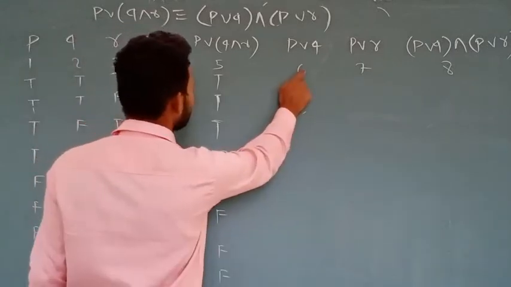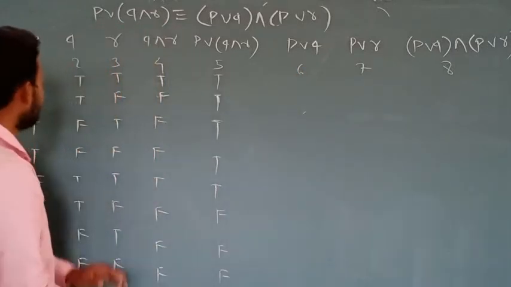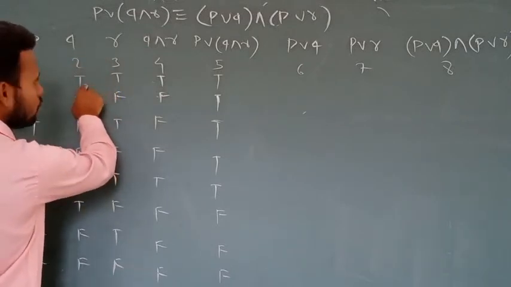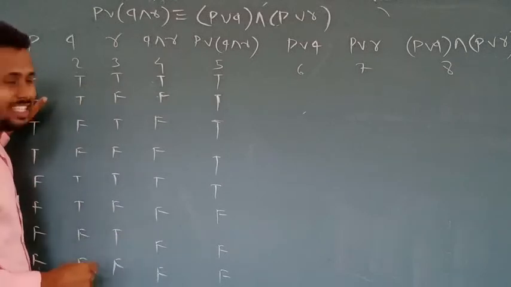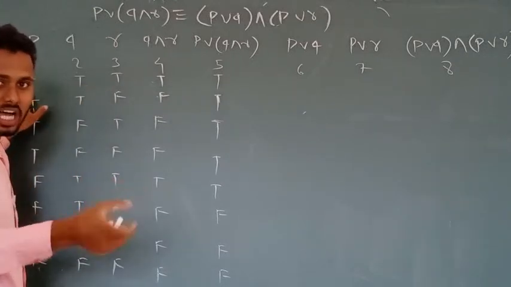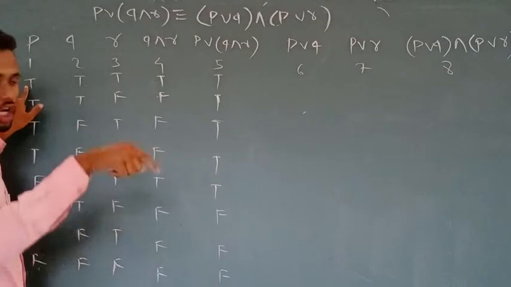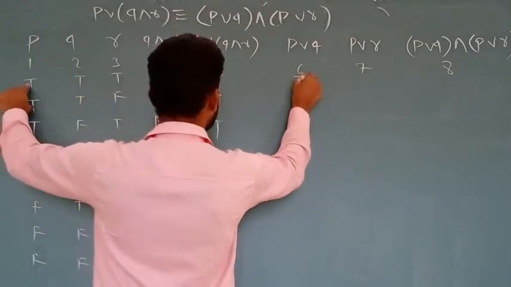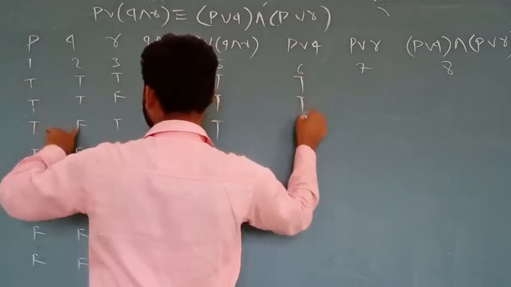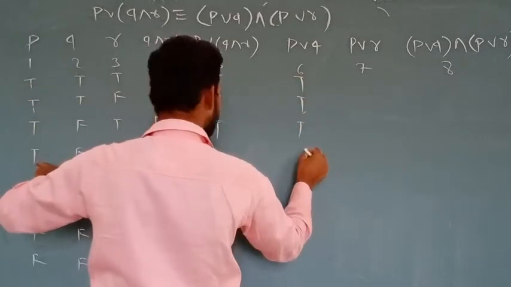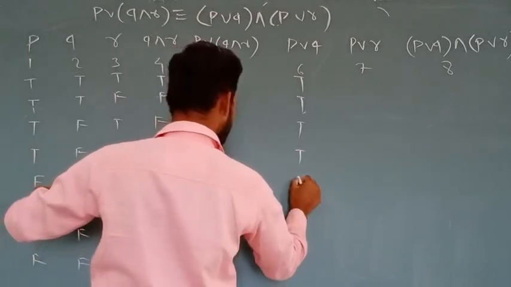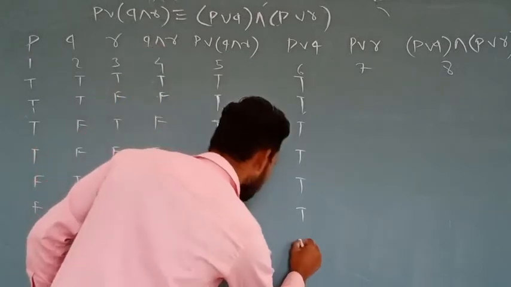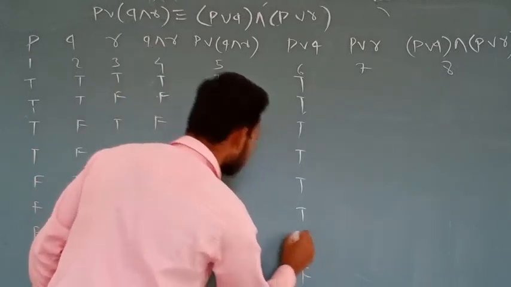Now the next one is what? P disjunction with Q. P here and that Q. P and Q disjunction means P joined with Q. We know that in disjunction, if both these substatements are false, then the disjunction is false, otherwise it is true. Means here this first value is T, second value also T, third value also true, then fourth also true, then fifth also true, sixth also true, and then the last two are false. Last true or false means F.